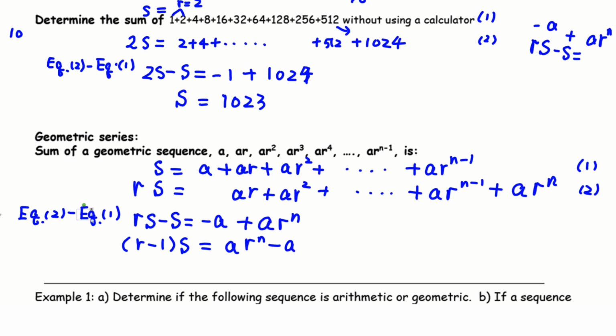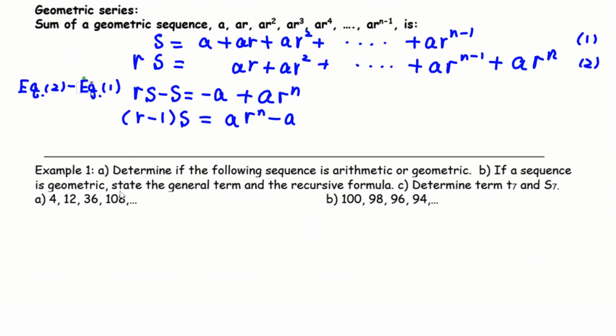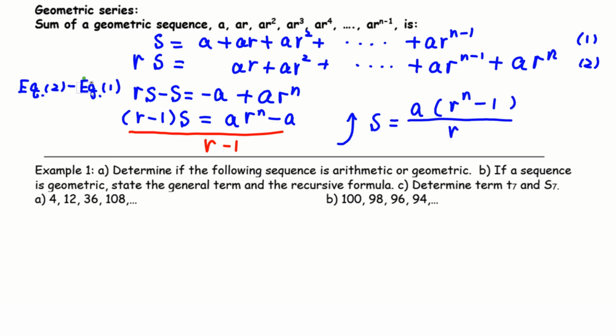Then we could divide both sides by r minus 1 to solve for the sum. Then we have s equals, we could factor the a out, a times r to the exponent n minus 1, divided by r minus 1. So this is the formula for the sum.